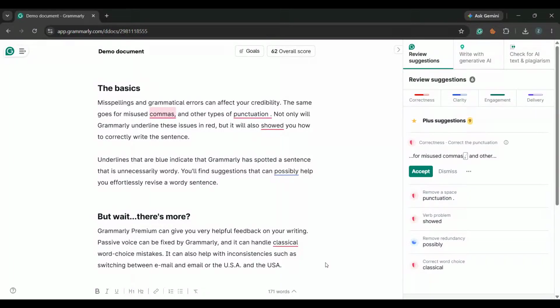If you've ever opened Grammarly and wondered what those colored underlines actually mean, you're in the right place. In this video, I'm going to break down the Grammarly error meaning in the simplest way possible, so you can understand exactly what each suggestion is telling you, and how to use it to improve your writing faster.